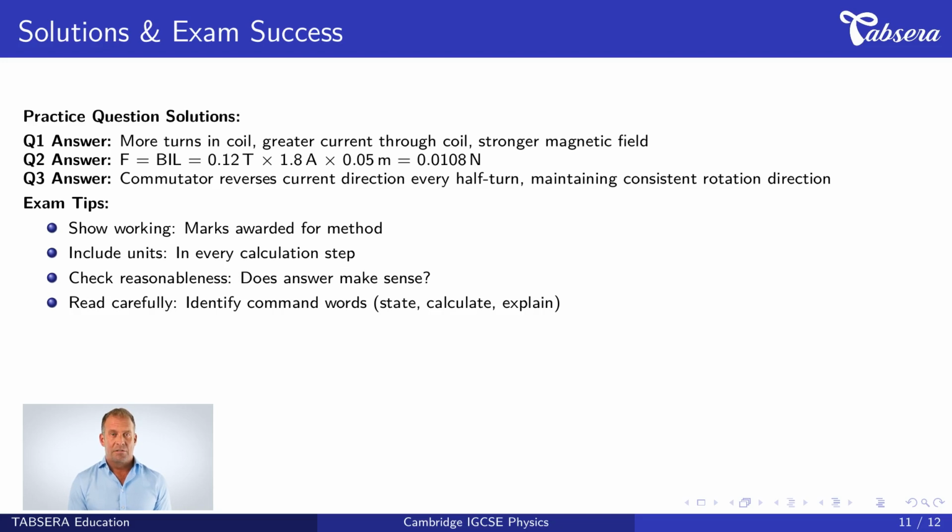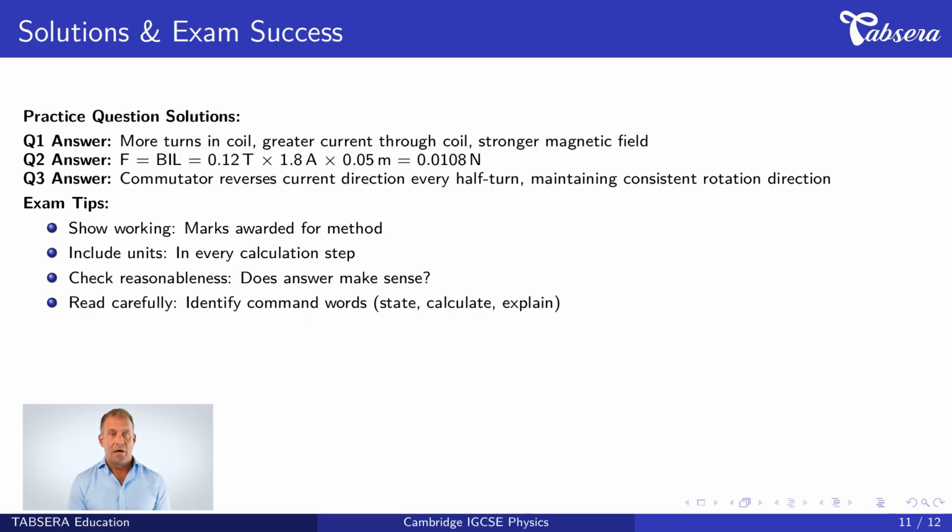Let's review the solutions. For question 1, the answer is more turns in the coil, greater current through the coil, and stronger magnetic field. These are the 3 factors that increase turning effect. For question 2, we use F equals BIL. Substituting, F equals 0.12 Tesla times 1.8 amperes times 0.05 meters, which equals 0.0108 newtons.